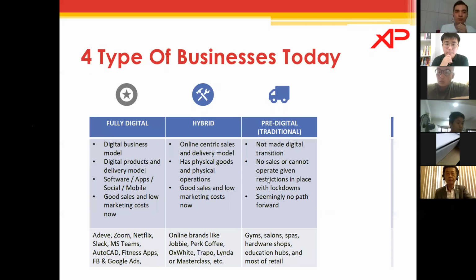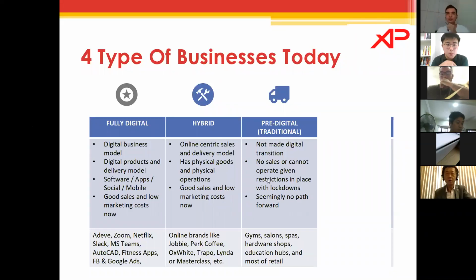Now, some examples of this so we're clear are gyms, salons, spas, hardware shops, education hubs, all of which require mass congregation of people. And most of retail actually. So all of these have not made that transition to digital, right? So this could be most of it.